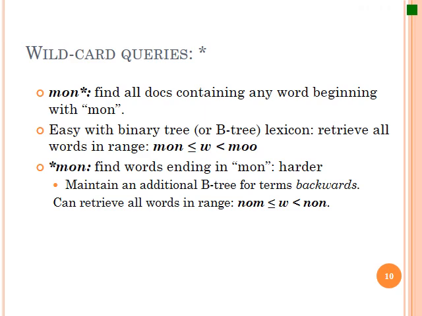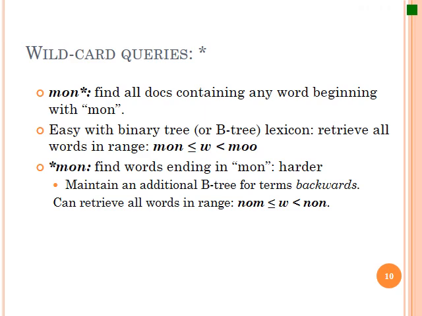This is very easy with binary trees or B trees. All you have to do is search for any words within this range, from MON to MOO. Anything in between is in that range. But on the other hand, if you want to search for any word that ends with certain characters, like star MON, which is essentially a suffix search, that becomes more difficult with an ordered index like a B tree.